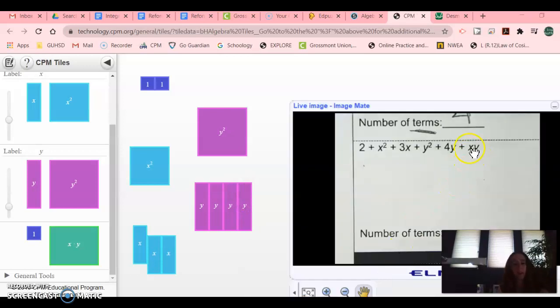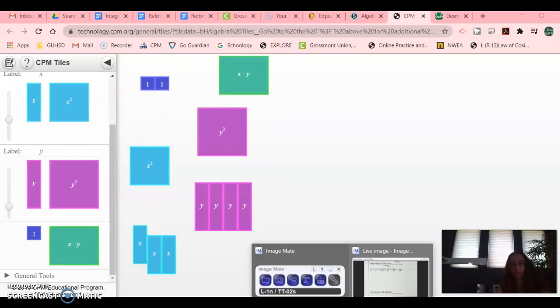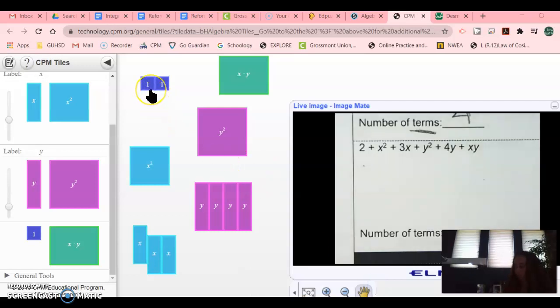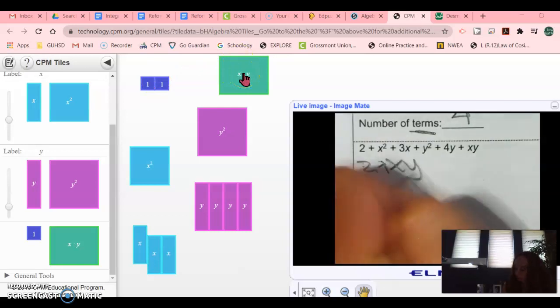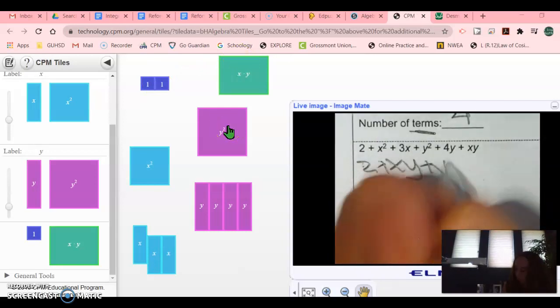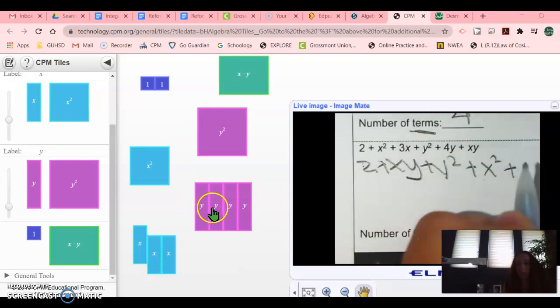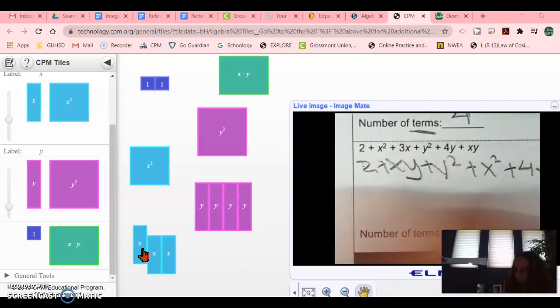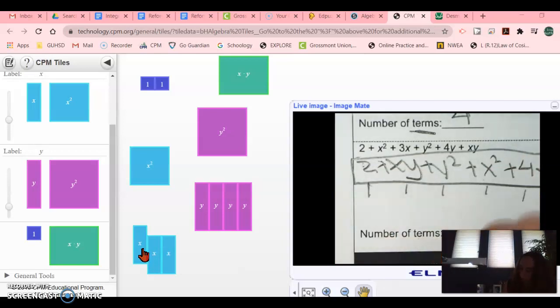And then an xy. Okay, so do I look? Are any of these the same? Nope. So now I go straight to write the answer. So I have 2 plus xy plus y squared plus x squared plus 4 y's plus 3 x's. I have 1, 2, 3, 4, 5, 6 groups. All right, let's do the last one.